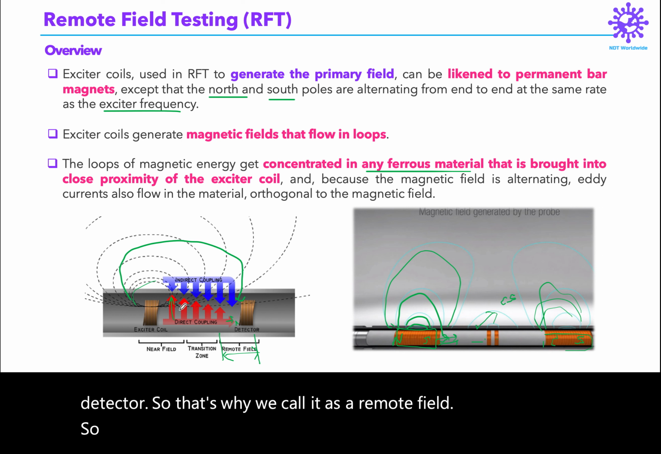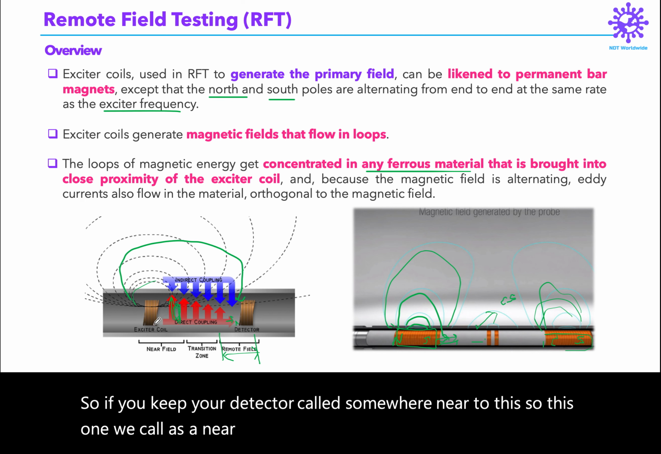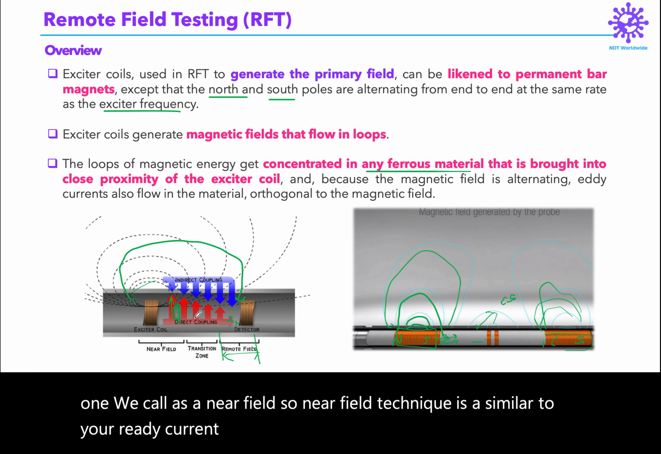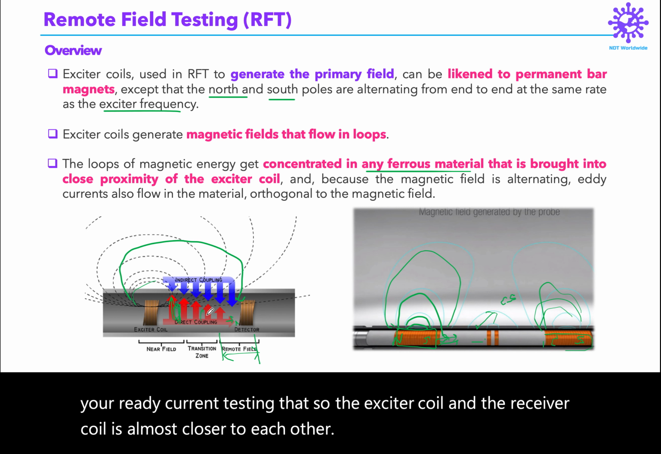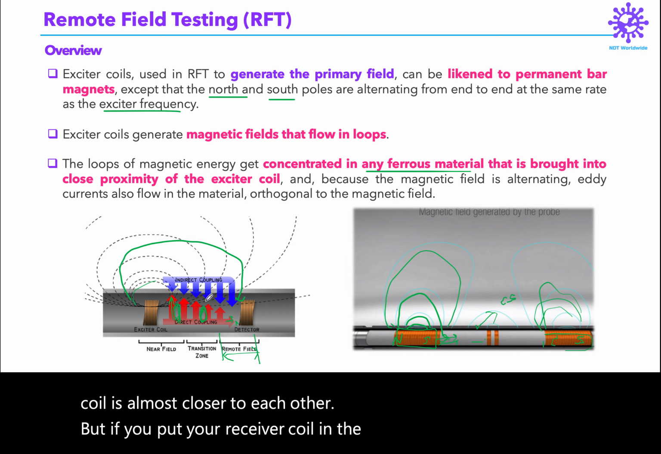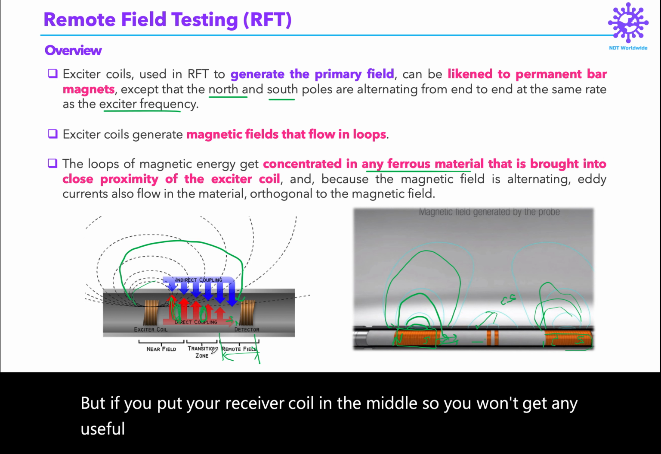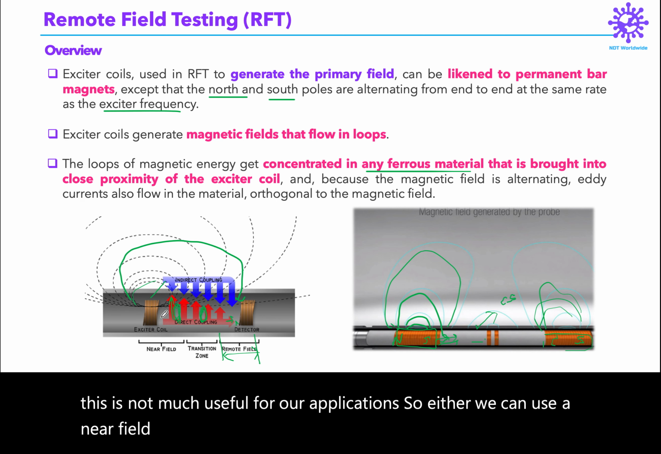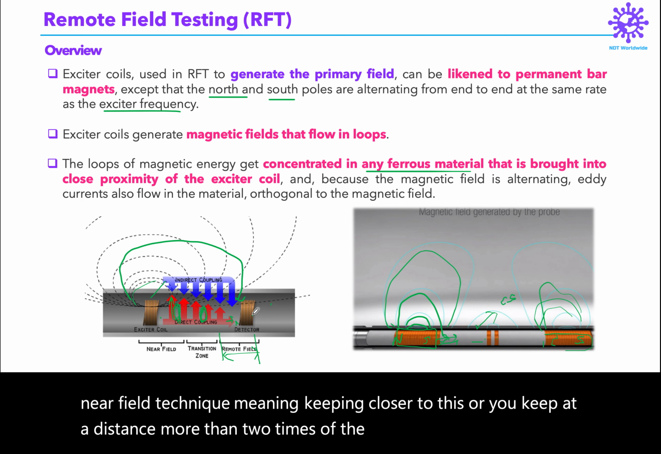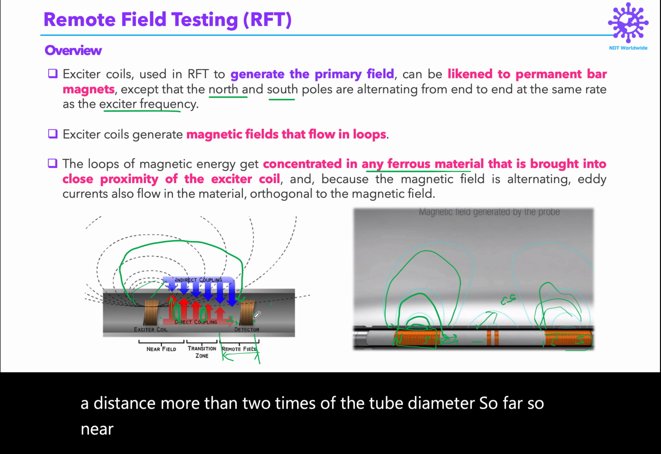If you keep your detector coil somewhere near to this, we call it a near field. The near field technique is similar to eddy current testing, in that the exciter coil and the receiver coil are almost closer to each other. But if you put your receiver coil in the middle, you won't get any useful information. That's why we call it a transition zone, and it is not much useful for our applications. So either we use a near field technique, meaning keeping it closer, or you keep it at a distance more than 2 times the tube diameter, so far field. Near and far, or near or remote.